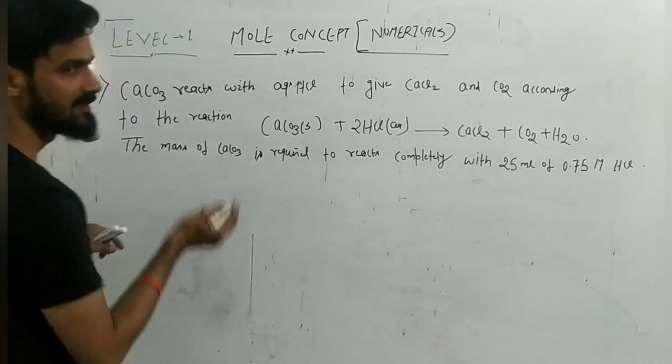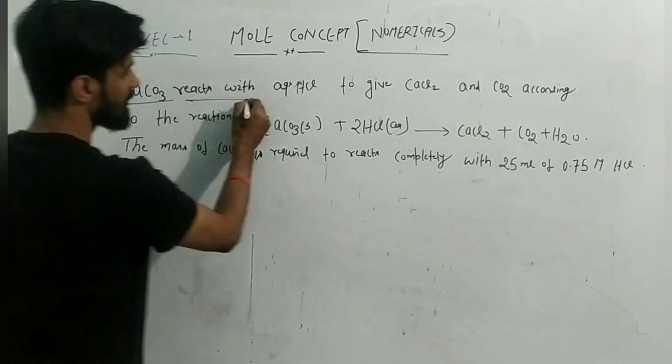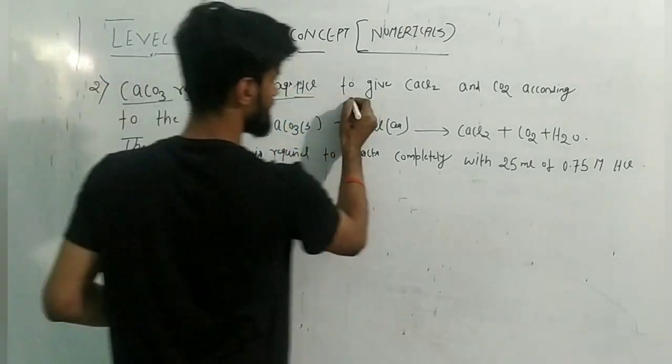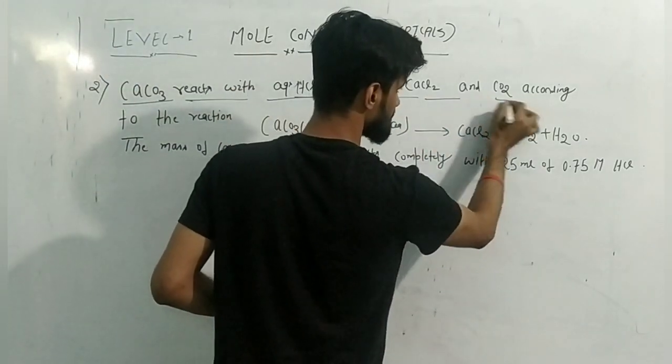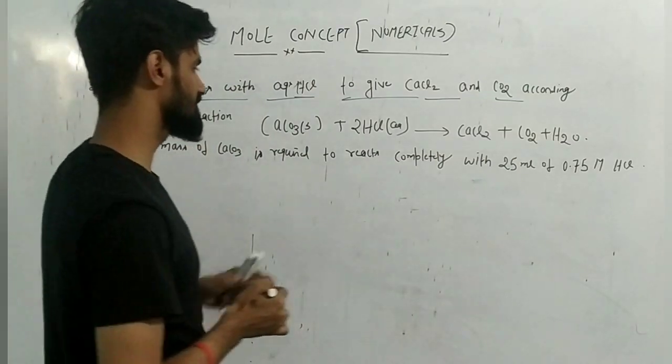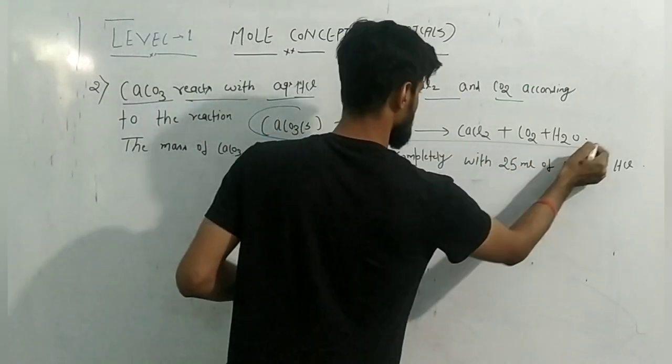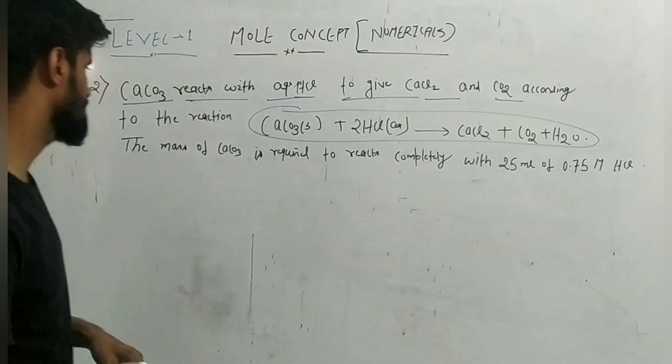So next question is, let's understand the CaCO3 required to react with HCl to give CaCl2 and CO2 according to the reaction. This reaction is given. You don't need to remember this reaction specifically; it will be given in the question.